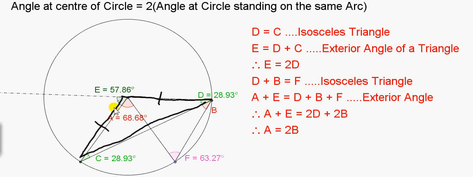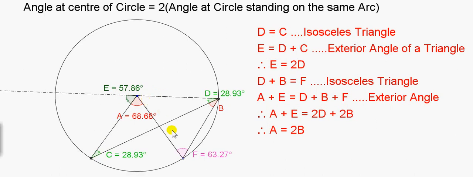Now we can consider the exterior angle of this triangle. That's what I'm calling angle E, and we know that the exterior angle of a triangle equals the sum of the two interior and opposite angles. So E must equal D plus C. But since D is equal to C, we can replace the C with D, and we get E equals D plus D, or E equals 2D.